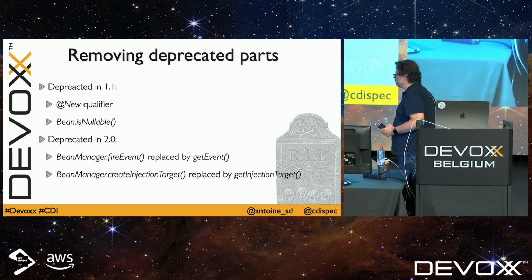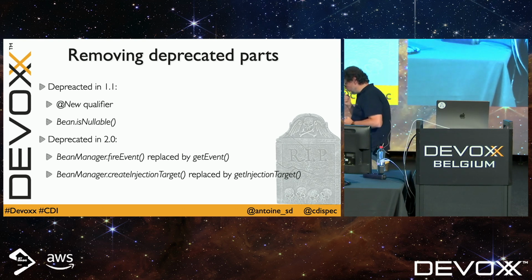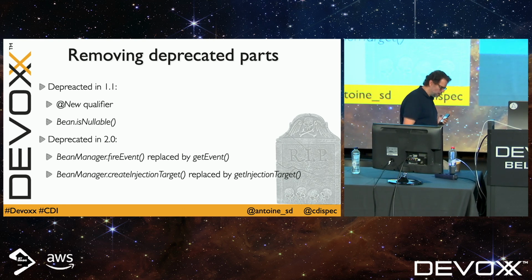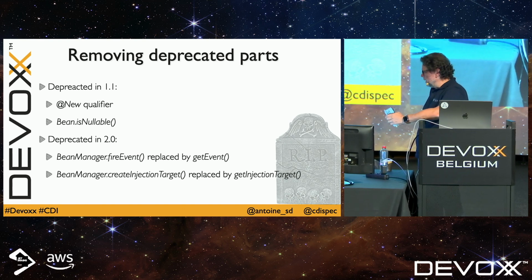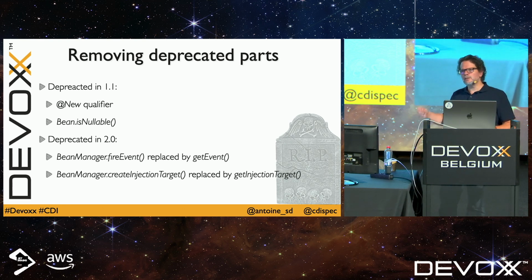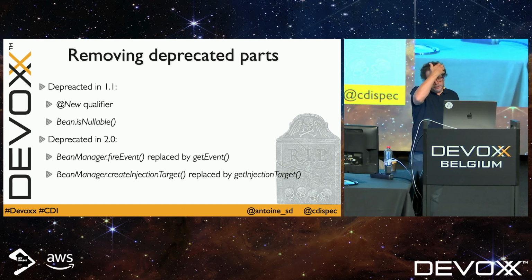Then there are parts that were deprecated with more argument and discussion. The first one is fireEvent in the BeanManager. This version of fireEvent wasn't very useful because it didn't take into account the asynchronous aspect of events that was introduced in 2.0, first of all. And it wasn't very strongly typed oriented. So we introduced in CDI 2.0 a getEvent method. I think it was in 2.0. And the getEvent method allowed you to fire an event in a synchronous or asynchronous way. And it was a better way to do that.